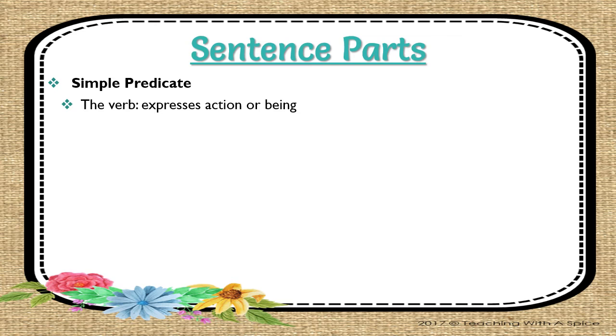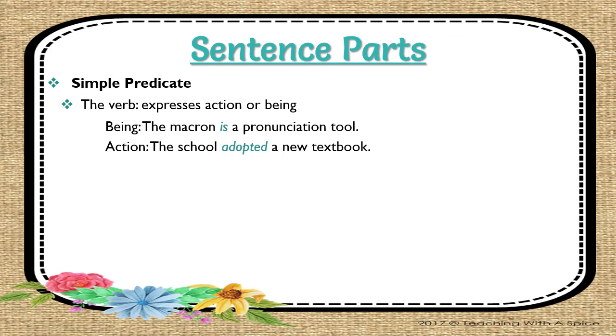In the simple predicate, the verb expresses action or state of being. For a being verb, something like this. The macron is a pronunciation tool. And your simple verb is just is, not the whole thing. Action. The school adopted a new textbook. Here's your action. Eventually, we adapt to new changes. So your simple verb, it's just that one word, nothing else.